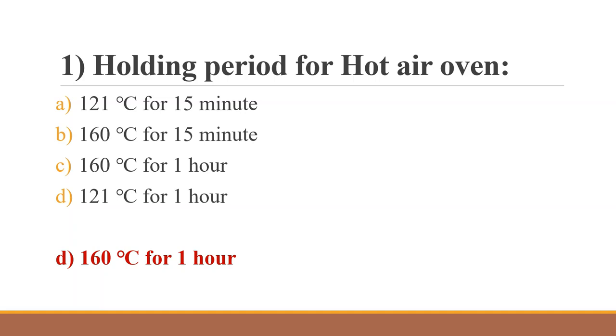Hot air oven is a type of dry heat sterilization. Materials that are sterilized in hot air oven include glassware like petri dishes, flasks, pipettes and test tubes, then powders like starch, zinc oxide and sulfadiazine, and materials that contain oils. Autoclave is a type of moist heat sterilization. Its holding period is 121 degree Celsius for 15 minutes.